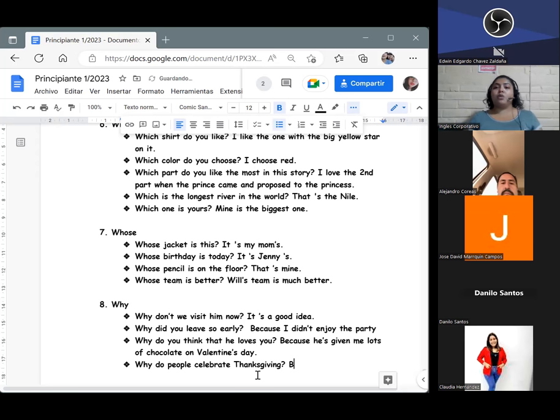Cuando tengamos la pregunta why, para responder, nosotros vamos a decir because. Por eso, cuando estemos dando una razón, siempre le vamos a poner el because a la respuesta, porque es como que estamos diciendo, porque es un día especial, porque me da tantas cosas, porque es una buena idea, o no lo sé, pero es la respuesta. La pregunta why, por qué, la respuesta because. ¿Por qué? Pero ya no se utiliza en el contexto de preguntas, sino que en respuesta. Because it is a special day.